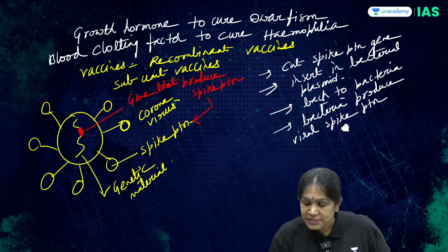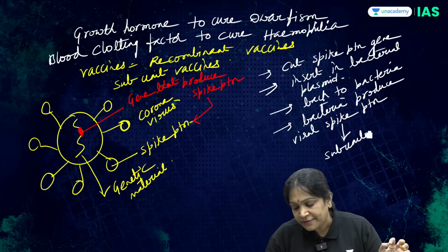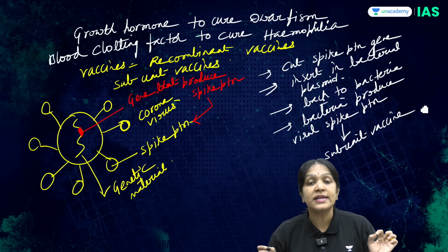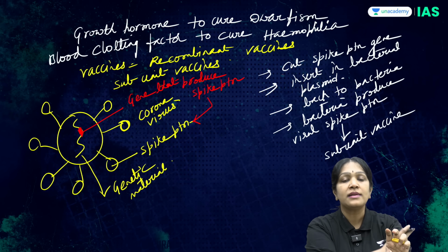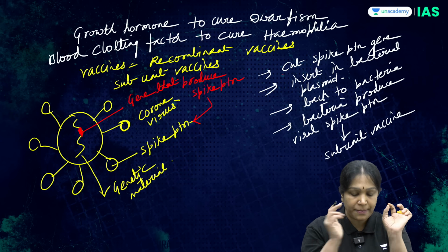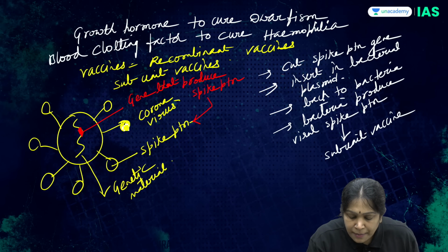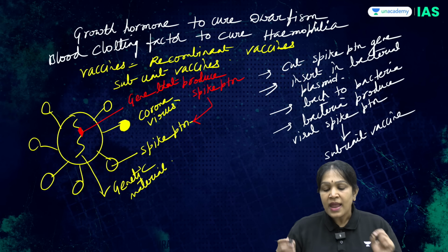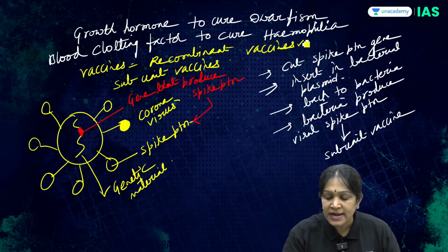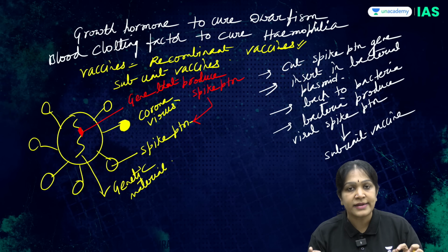and this spike protein can be used as a subunit vaccine. This is called a subunit vaccine because I am not injecting the total coronavirus into my body. I am injecting only this spike protein into my body. So this is a subunit, not the whole structure. Therefore, we call it a subunit vaccine. And we also call this a recombinant vaccine because this is made using recombinant DNA technology.